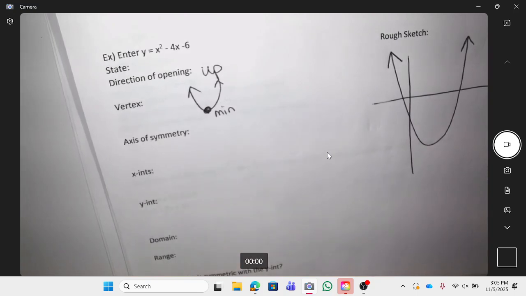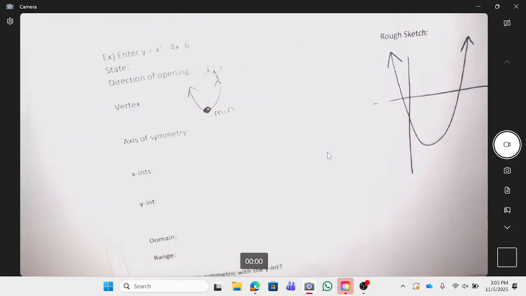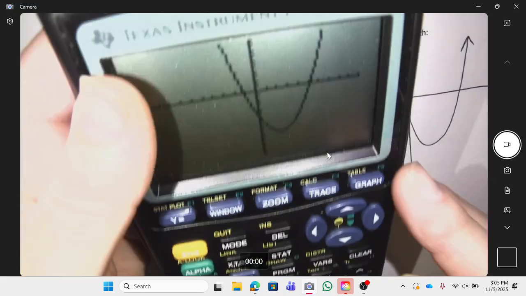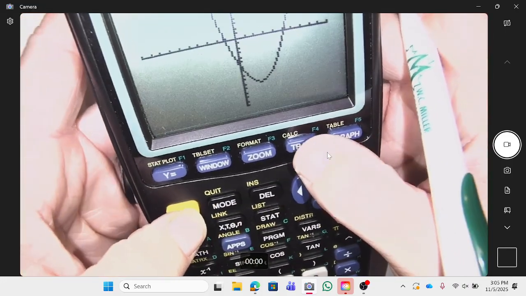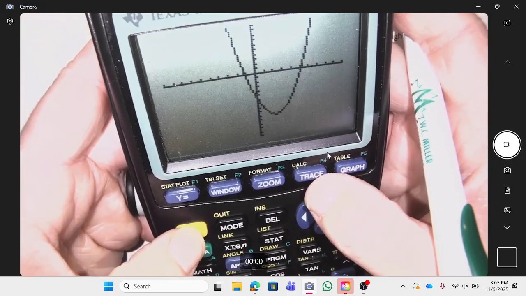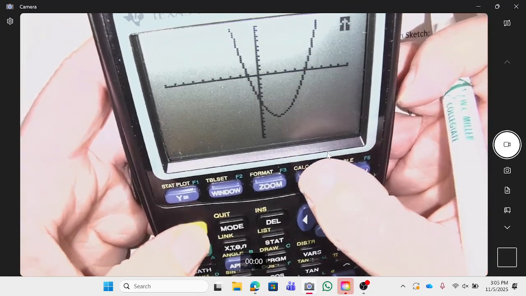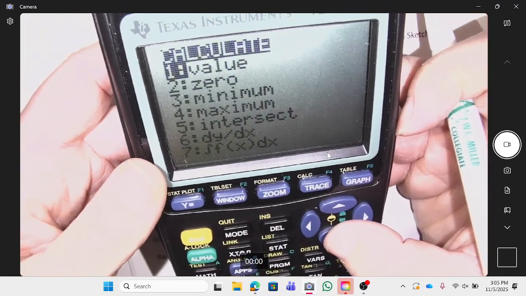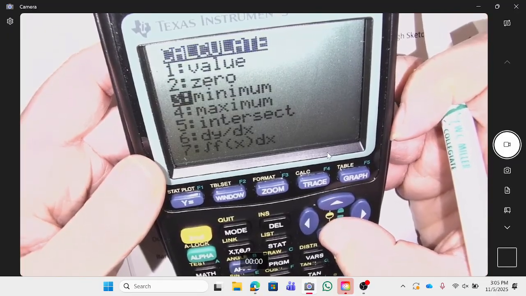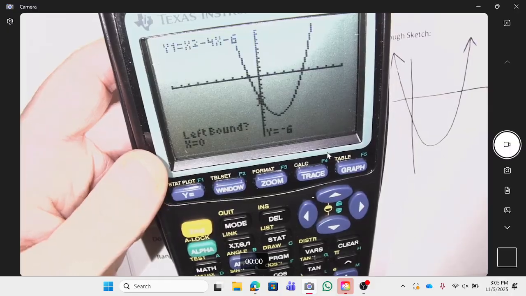Okay, you ready? How about you watch me? Don't do anything. Don't touch. Okay, here we go. I'll do it twice. I'm going to go to this button called calculate something. So I have to push second trace. Okay, look at this. The menu option has a minimum. So I'm going to hit minimum.